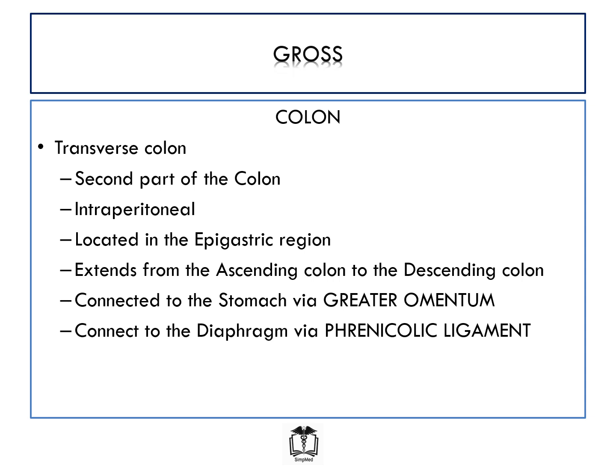In terms of location, it is located in the epigastric region, and it is connected to the stomach and the diaphragm. The stomach is connected to it through the greater omentum, and the diaphragm is connected to it through the phrenicocolic ligament. Remember that it extends from the ascending colon to the descending colon. Between the ascending colon and the transverse colon, we have a junction. That junction is known as the right colic flexure or the hepatic flexure. I talked about it when talking about the ascending colon. And between the transverse colon and the descending colon, we also have another junction. That junction is known as the left colic flexure or the splenic flexure. So it's important to note that.